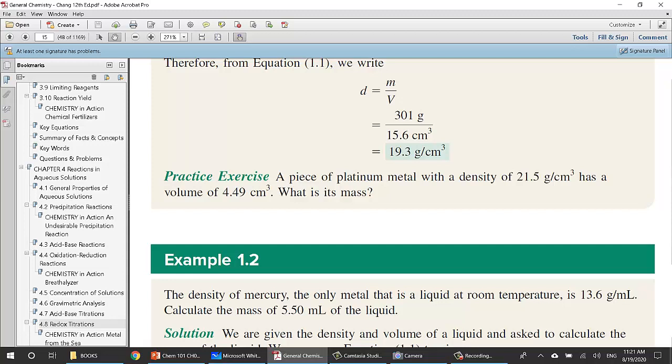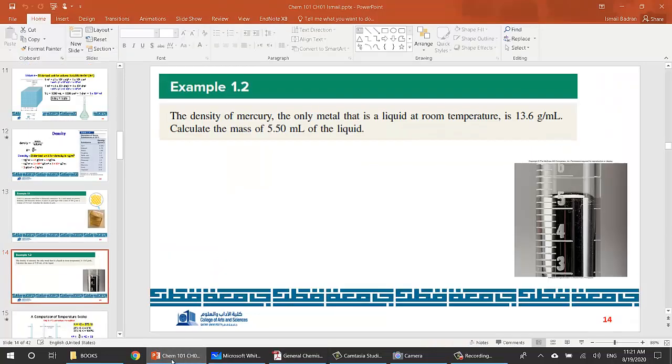Okay, the answers for these practice exercises, as I said last time, are also at the end of the chapter. So if you scroll all the way down to the end of chapter 1, you will find the answers for the practice exercises. Okay, so that's about density.